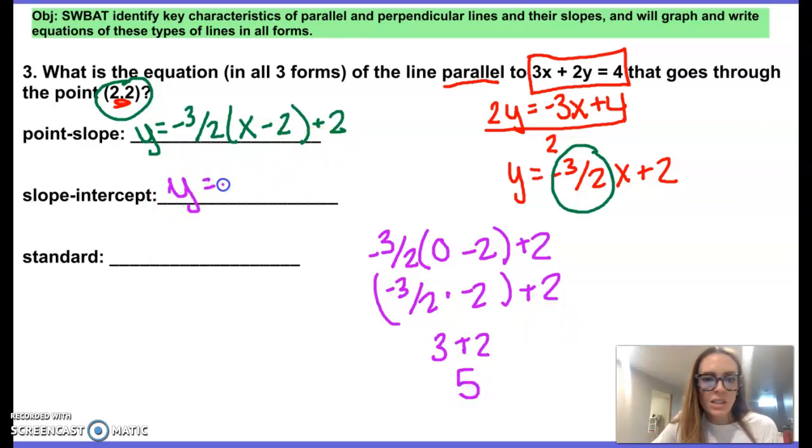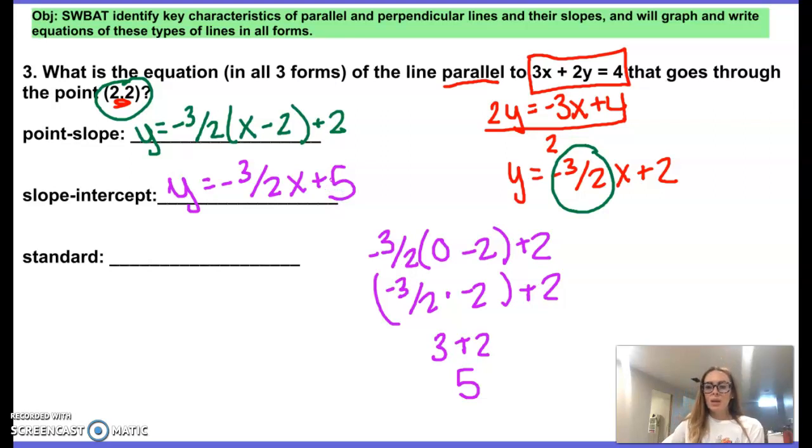So here we go. Y equals -3/2 x plus 5. If you want to check these on your graphing calculator or on Desmos, I think that's a great idea, and that's another resource you can use. So feel free to take a break and do that.